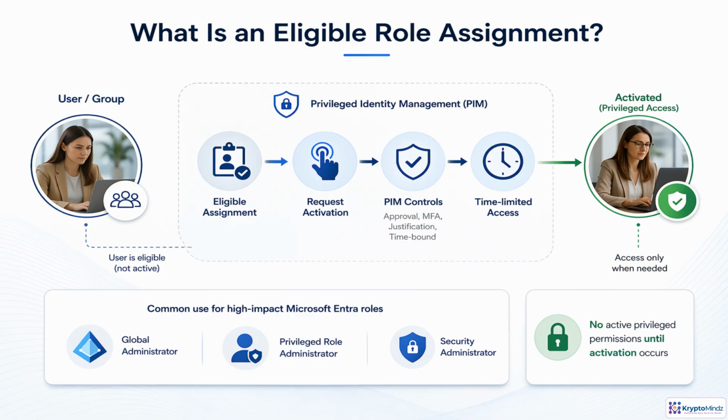An eligible role assignment is permission to request privilege, not the privilege itself. A user or group is pre-approved as eligible, but they do not have active administrative power by default. When privileged work is required, they request activation through PIM. That request can require MFA, approval, justification, and a time limit. Only after those checks pass does the role become active, and only for the approved window. This is especially important for powerful roles like Global Administrator or Security Administrator, where access must be available when needed, but exposure should stay low.